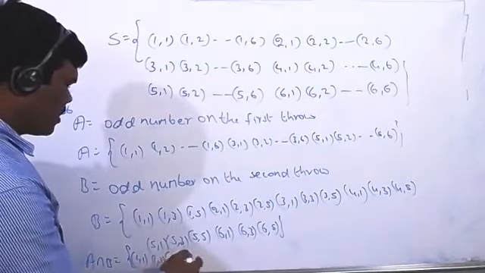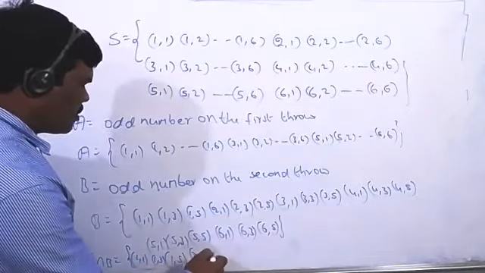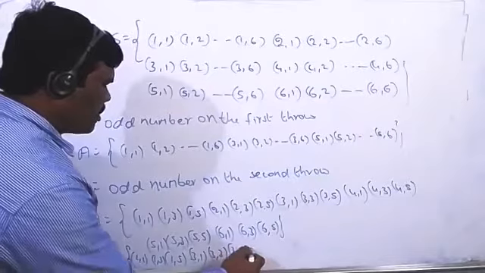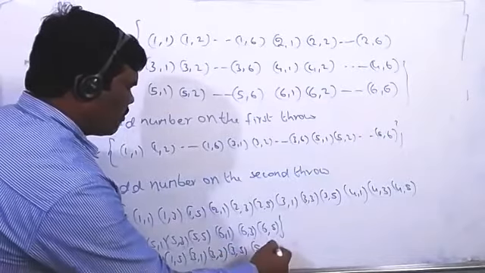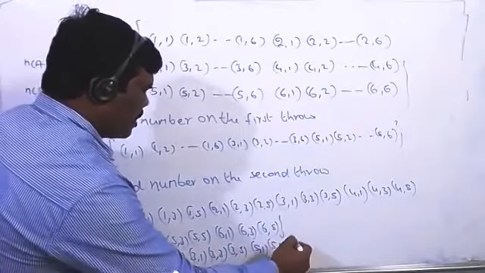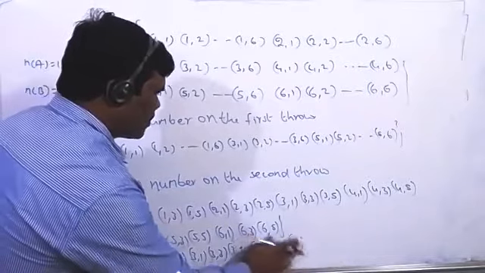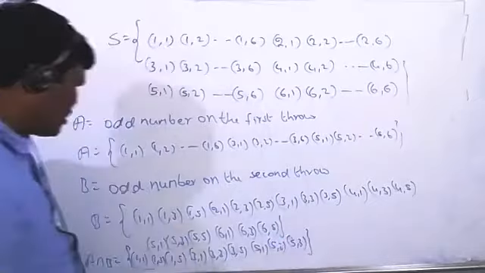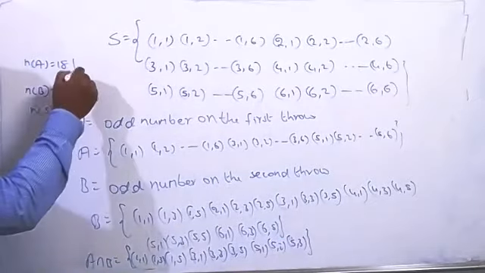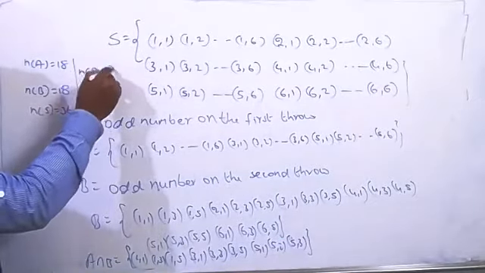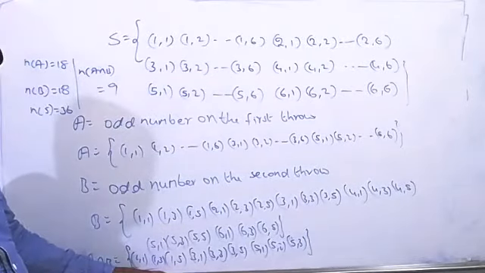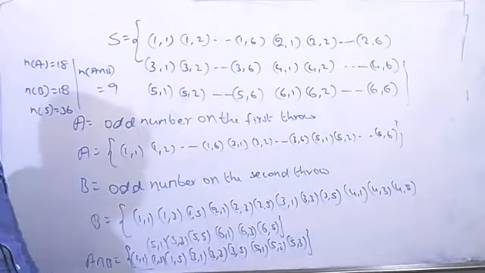The same 3 comma 1, 3 comma 3 and 3 comma 5. The same 5 comma 1, 5 comma 2 and 5 comma 3. So total number of events here, we can write now. n of A intersection B is equal to clearly 9. 3, 3, 3. 3 3s are 9.